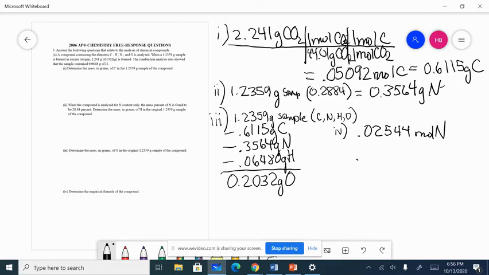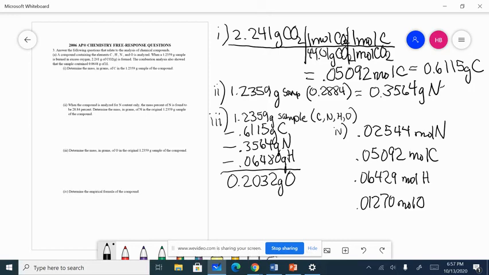We have from the first part 0.05092 moles of carbon. We have 0.06429 moles of hydrogen. They gave us grams in the problem, so we just changed that to moles. And then we have 0.01270 moles of oxygen, which I got from this last part.